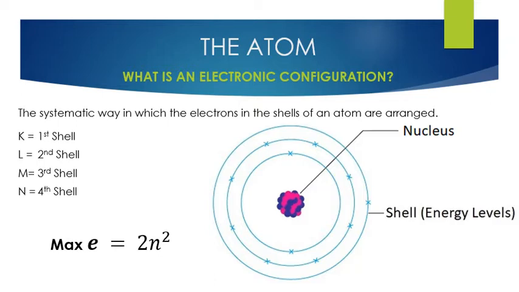So let's say we had the shell K. We'll just get our shell number 1, square it, or simply multiply it by itself. So 1 by 1, which gives us 1, then multiply it by 2. And hence, the maximum number of electrons that can be filled up in the first shell is 2. With that said and done, now let's look at some rules that bind electronic configuration.